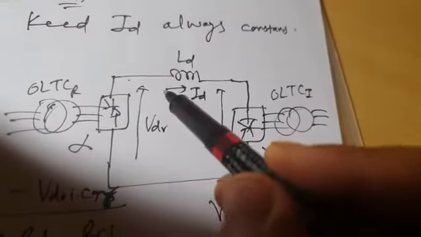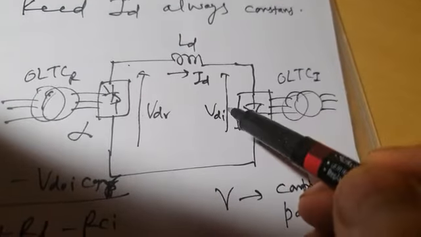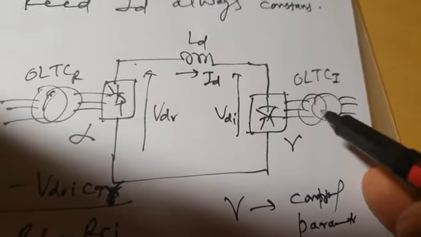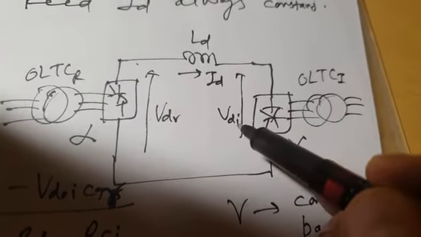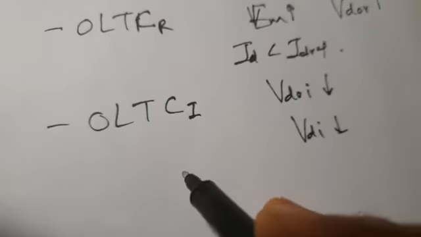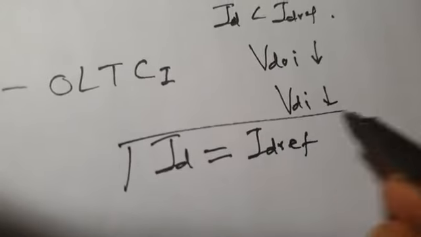Now since ID has become less than ID ref, ID has to increase. That is possible only if VDI decreases. That is possible if online tap changing of the inverter side transformer decreases its tapping. When it decreases its tapping, VDOI decreases, so VDI decreases, so current increases, and it is now possible that current will become equal to ID ref. This is the sequence of control action. First was increase in rectifier side AC voltage, second was decrease in rectifier side AC voltage.